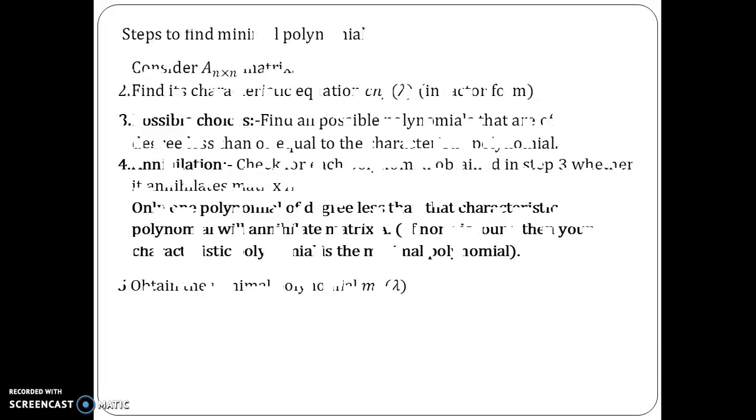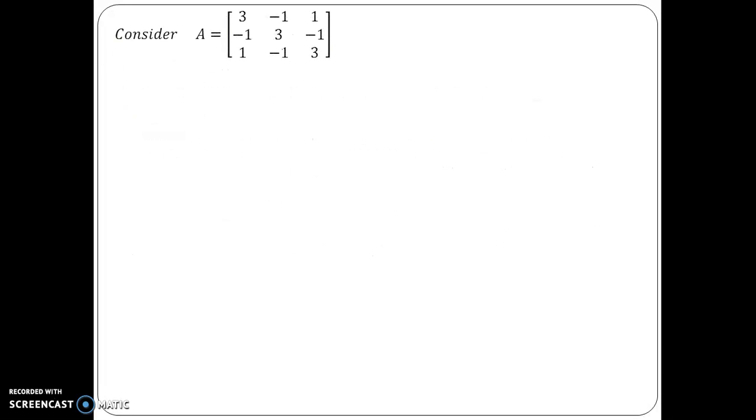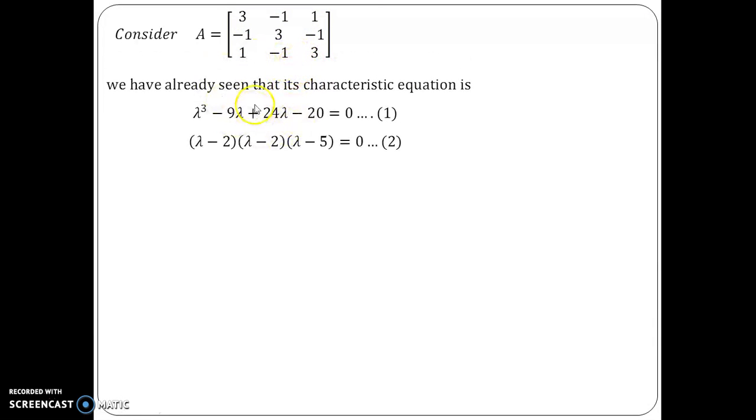So let us see how to solve an example. Consider this matrix A, which is a 3 cross 3 matrix. We recently saw what its eigenvalues and eigenvectors are, because in my previous video lecture I had discussed this matrix. Its eigenvalues are 2, 2 and 5, and its minimal equation is what we are going to find. So these are the two characteristic equation forms. This is the polynomial form and this is the factor form.